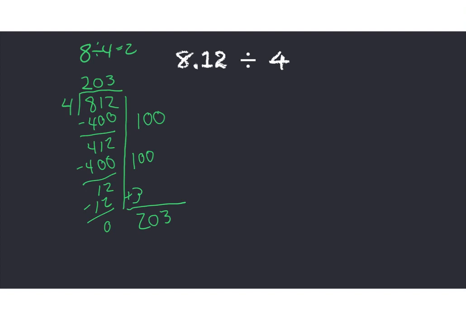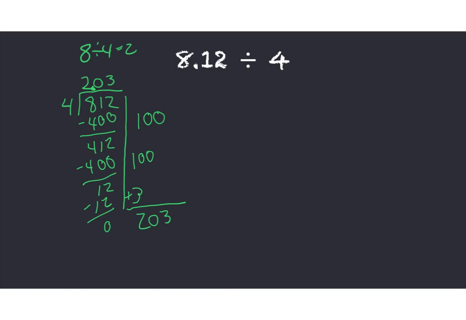So now we need to place our decimal. And we're going to place our decimal using estimation. You guys will remember from a lesson a couple weeks ago, we used estimation to help us solve some decimal division problems. So our estimate was 2. So where can we place the decimal so that our answer is closest to our estimate? That's right, our decimal needs to go right there behind the 2. So our answer is going to be 2 and 3 hundredths. 8 and 12 hundredths divided by 4 equals 2 and 3 hundredths.